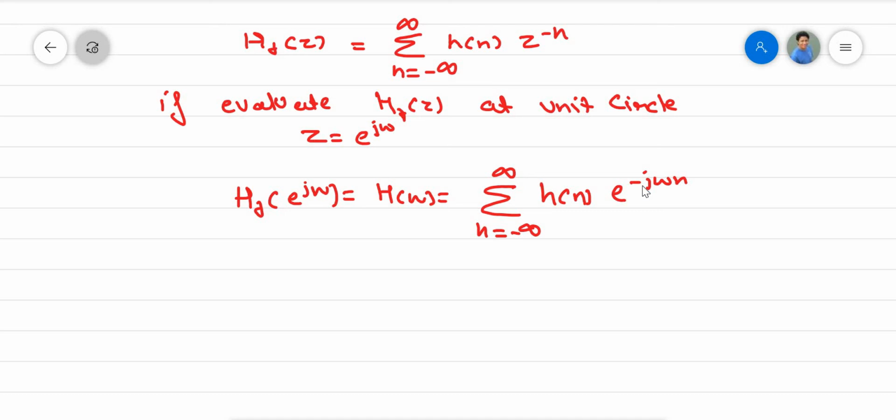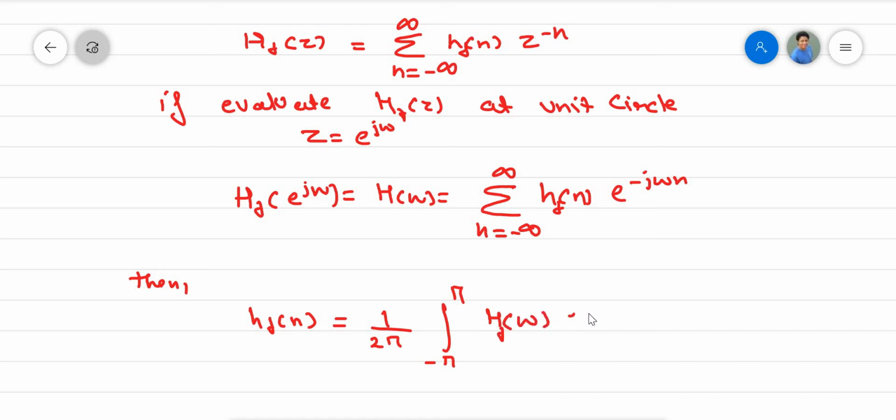Right, now we know the frequency response of a discrete time signal is periodic, which we have already discussed in previous classes. Then hd(n) can be obtained by the Fourier series coefficient. This should be hd(n), because it is Hd(z). So we can find the value of hd(n) by the Fourier series coefficient, which will be equal to 1 by 2 pi, integral from minus pi to pi of Hd(ω) e to the power j omega n d omega.